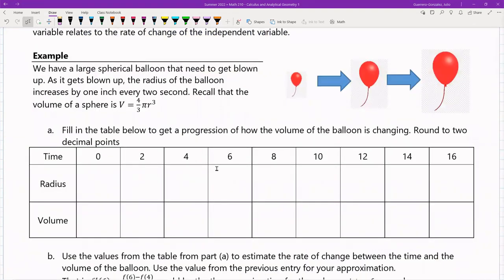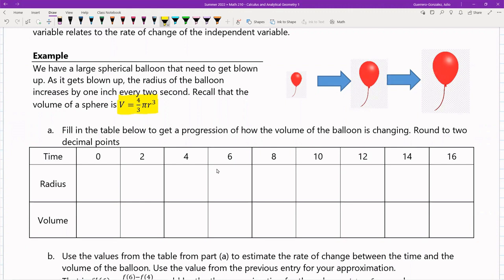Let's say you had a spherical balloon that needs to get blown up. As it gets blown up, the radius of the balloon increases by 1 inch every 2 seconds. One of the equations that we're going to need back from like middle school, elementary school, kindergarten is this right here, the volume of a sphere. So picture a big fat ball in front of you, right? The volume of that ball is given by that equation right there: 4/3 pi, we all know what pi is, 3.14159 and change, R cubed, R being the radius.